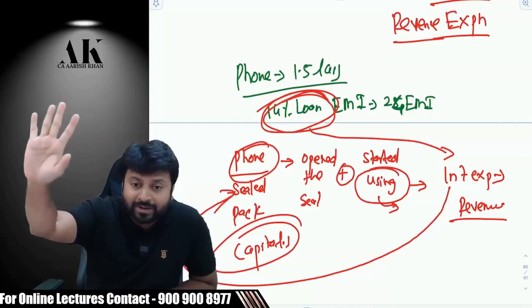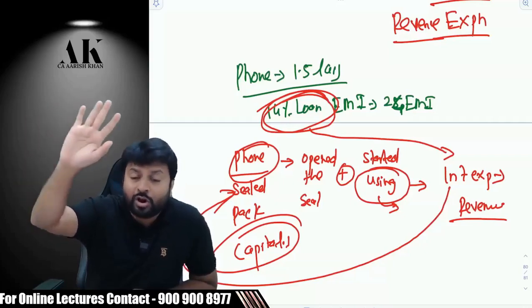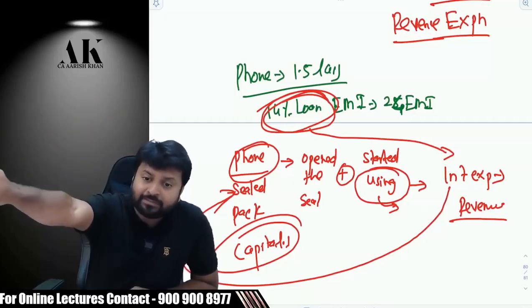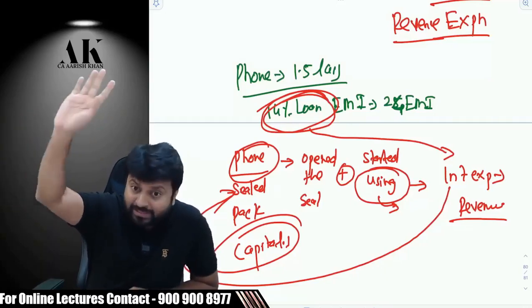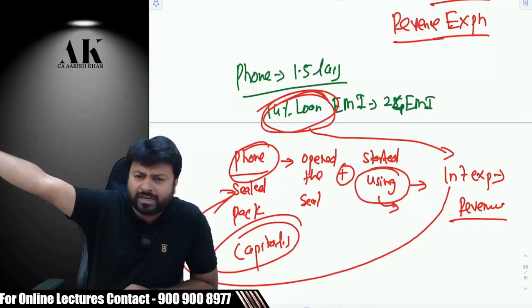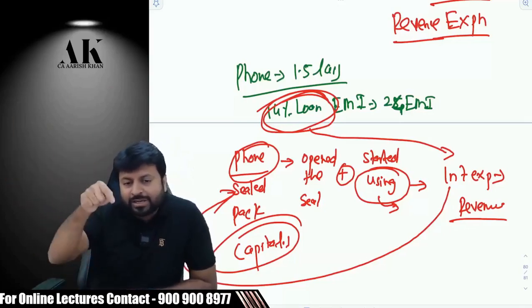If the department wants you to not claim dual benefit, they will make a specific provision saying don't claim dual benefit, this benefit will not be allowed twice. They will mention that in the law. I will tell you so many provisions later on. Just try to understand the concept which I am telling you.